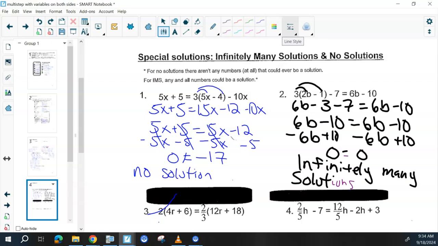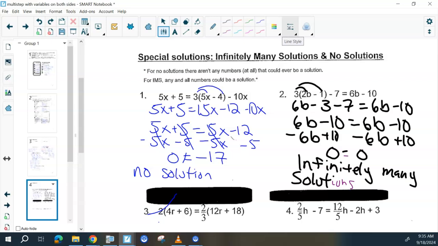Now, I will say, if you get to this step and you recognize these are the same but these are different, that's going to be no solution. From there, if you remember that, you can stop. Same thing here, if you get to this and it's the same and you remember, this is going to be infinitely many solutions, or IMS, you could stop. But if you forget that, keep going, and you need to know the differences between these two.